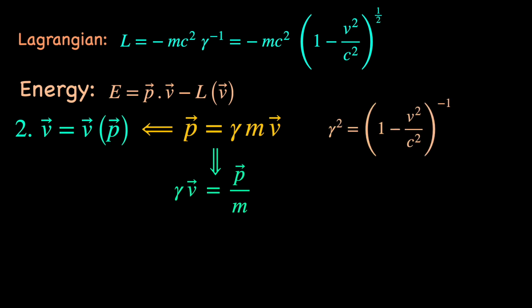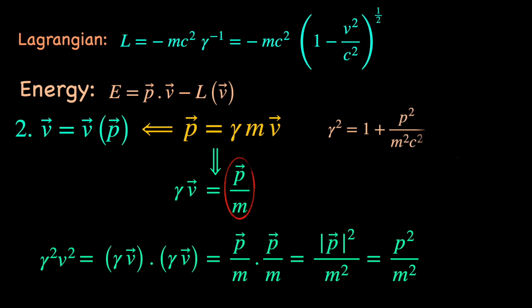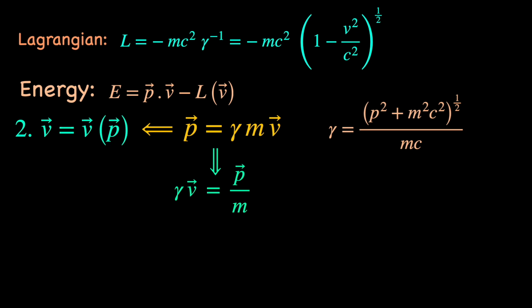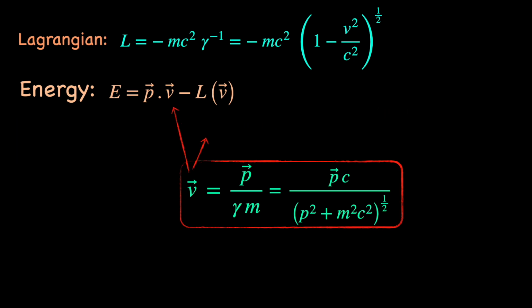Then we square the original expression of gamma and cross multiply to write gamma squared as 1 plus (gamma v upon c) whole squared. Now (gamma v) squared is nothing but the dot product of gamma times the velocity vector with itself. So we can replace that with p vector upon m dotted with itself, thus expressing gamma as square root of p squared plus m squared c squared divided by mc. This gives us gamma m, which we can use back in the definition of momentum to invert it and get the velocity vector. Now that we have the velocity completely in terms of the momentum, we can use it in the definition of energy.